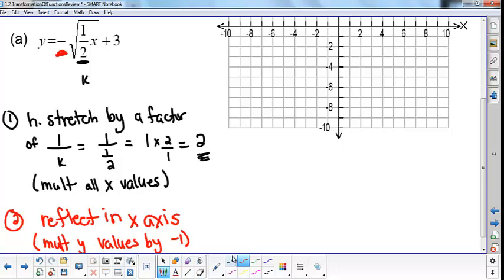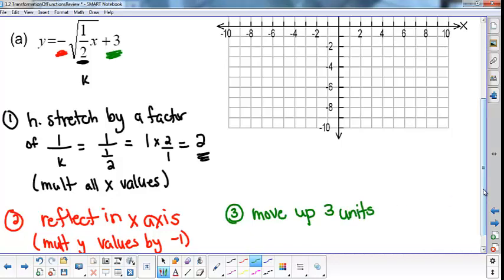And then finally, our translations. The only thing left we have here is this plus 3. So the last thing that we're going to do is move our graph up 3 units.